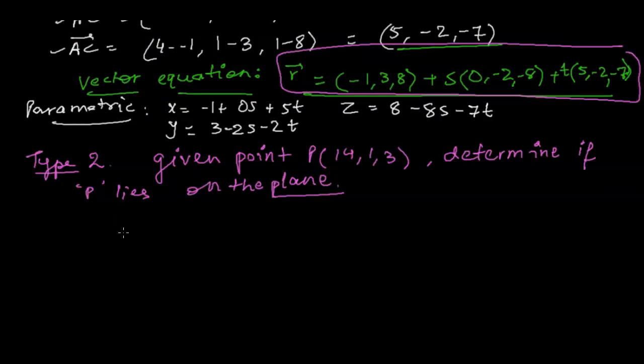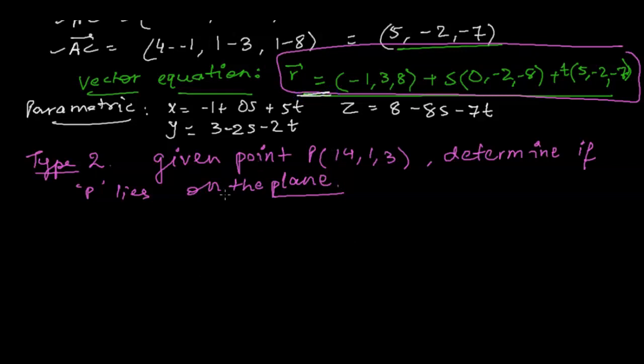Now let's say we're given the type 2 question, which is just an extension to the previous question. Here we are given a point P (1, 4, 1, 3), and we are asked to determine if this point lies on this plane for which we have found the equation. For any sort of calculation, we will always use parametric equations.